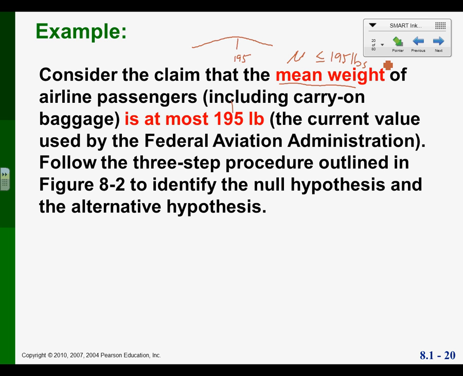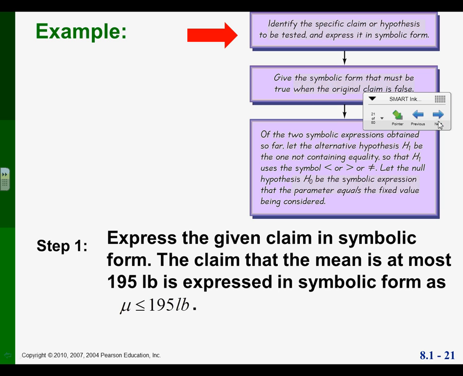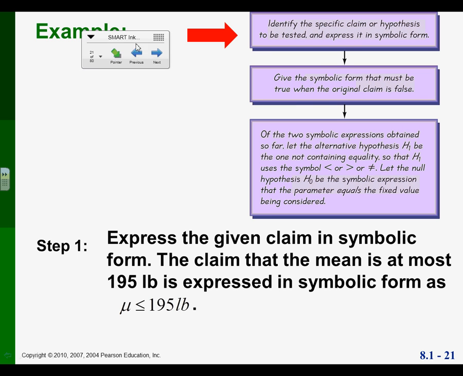They're saying, using the Federal Aviation Administration procedures, identify the null and the alternative hypothesis. So here's our claim. Every person has valid 195. So, step one. We just did that. In symbolic form, the claim is the mean is less than or equal to 195. We're going to start with the words, and we put it in math terms. Not too difficult.